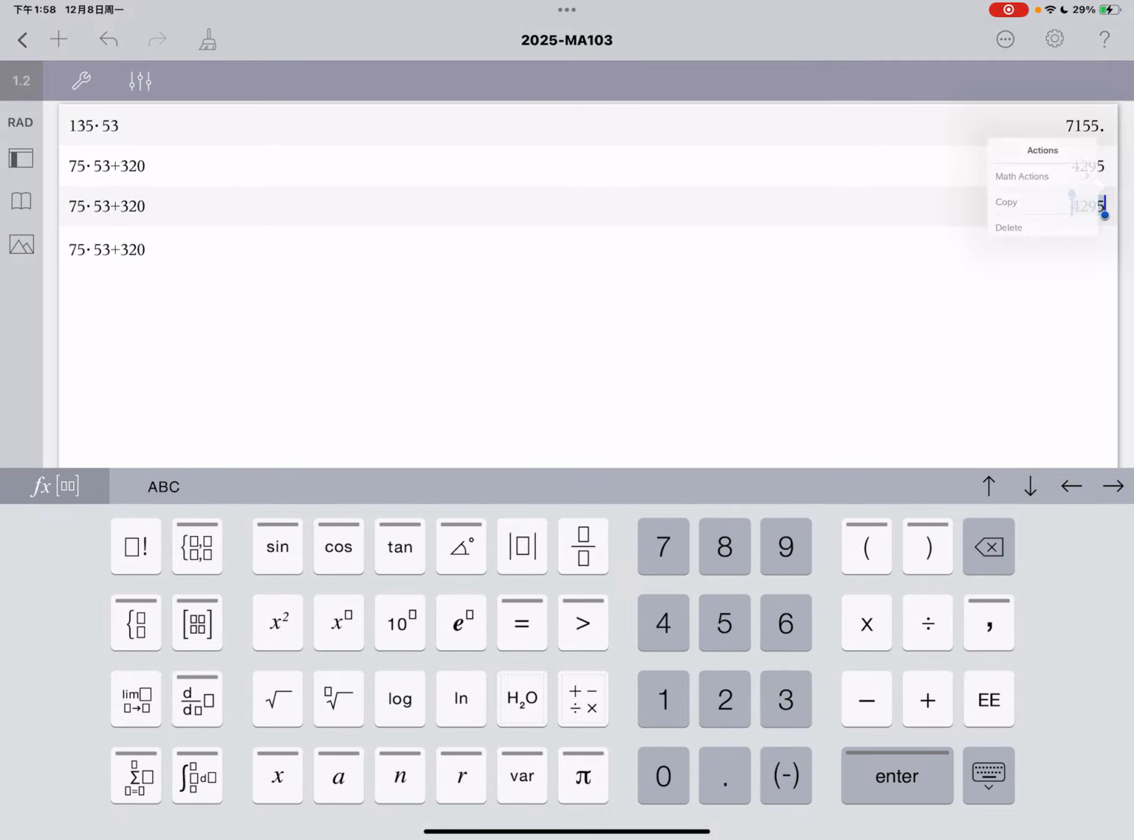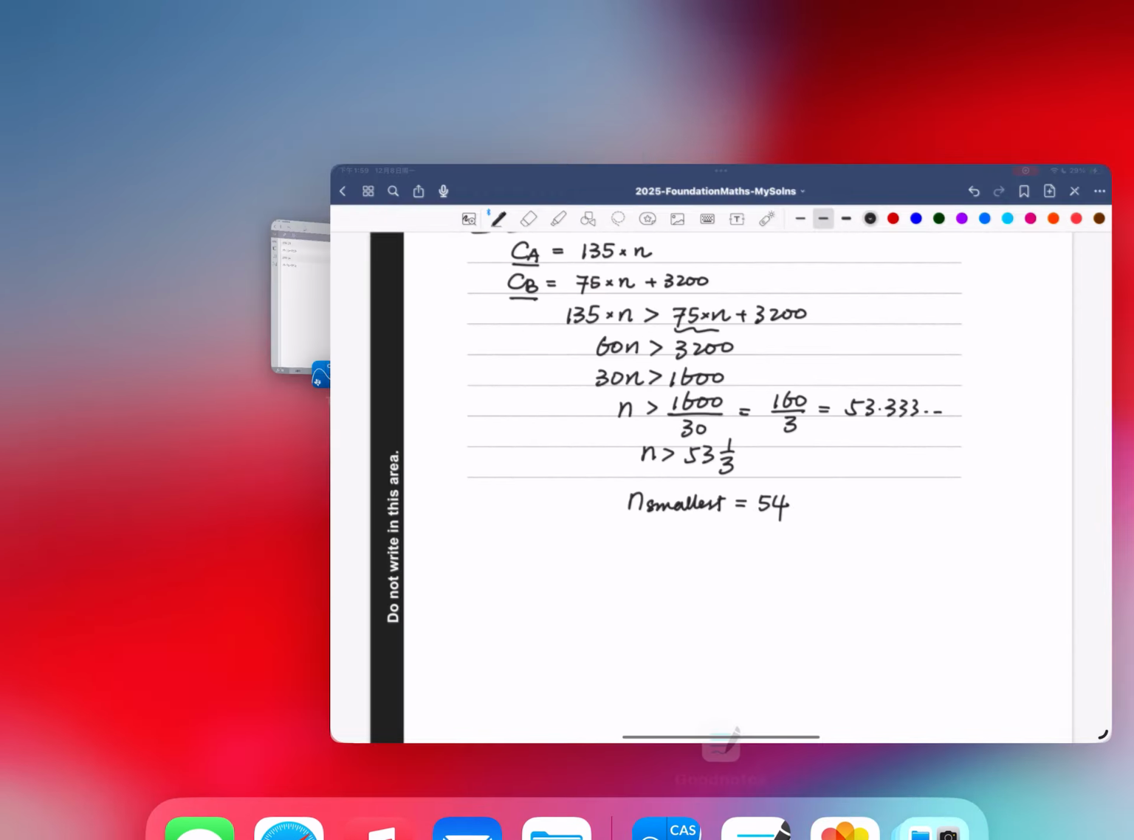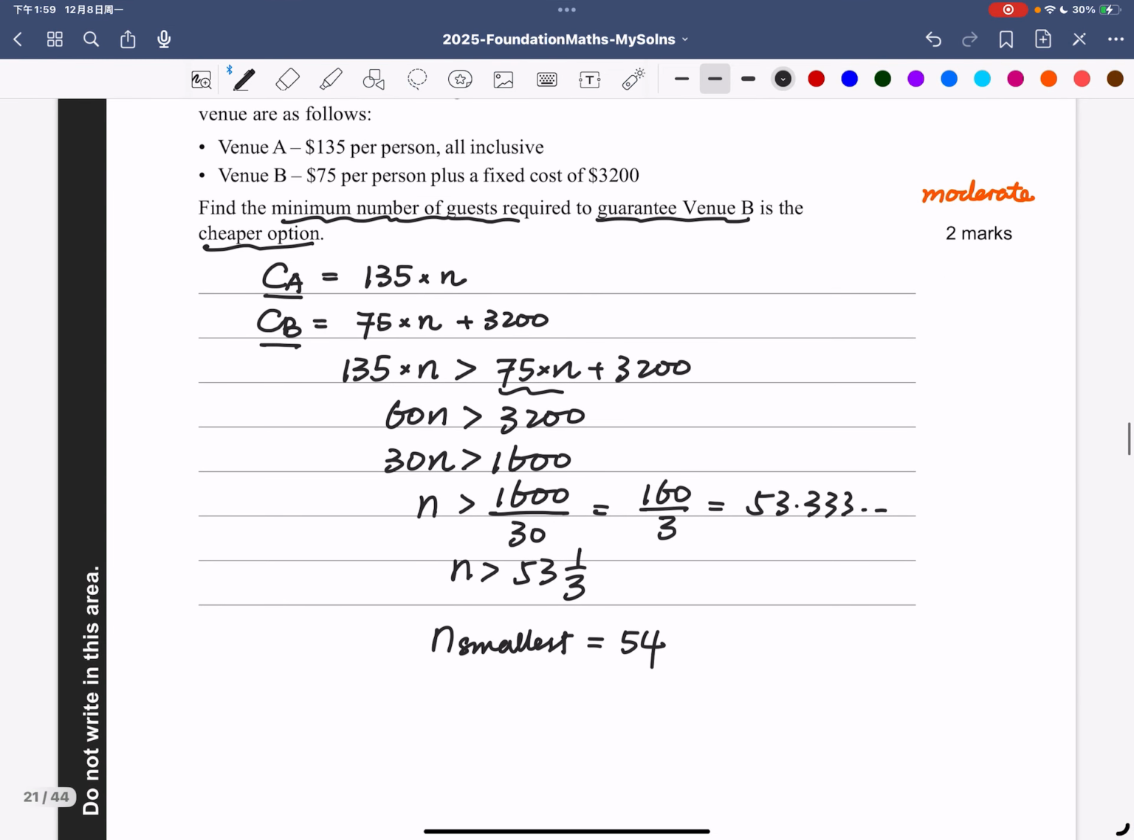Bear with me. I'm pretty sure there's an extra zero here. So you can see it's 7,175. So this one is actually cheaper, and this one is more expensive. Therefore, if you try 54, 7,290, and 75 times 54 plus 3,200. Yeah, that's actually a smaller amount than the first one. So the first time option B is cheaper is when N equals 54. Anyway, that's my solution to question 4. Let's move on.